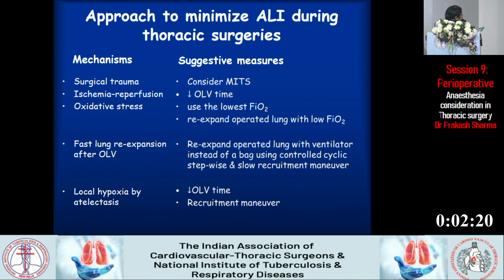There is an approach that has to be followed to minimize acute lung injury during thoracic surgeries, and there are various mechanisms, and with the mechanisms come the suggestive measures. Surgical trauma is one of them. We should consider a minimally invasive thoracoscopic surgery, which can be either video-assisted thoracoscopic surgery or robotic surgery. The ischemia reperfusion or oxidative stress can be managed by decreasing the one lung ventilation time as much as possible, using the lowest FiO2 possible.